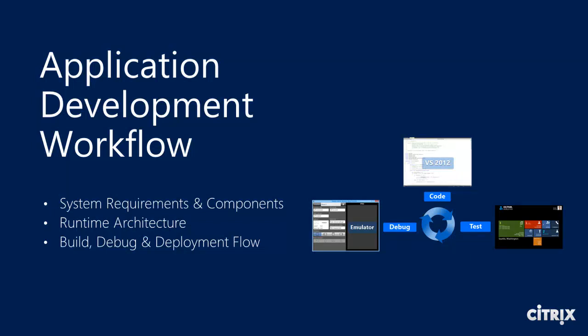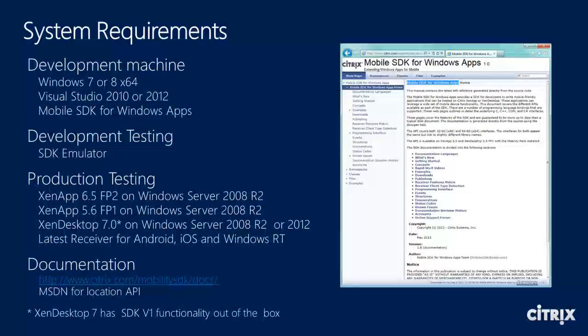So what I want to do now is talk a little bit about the application development workflow, a little bit about the system requirements, both on the development machine, but also the production machine where this would be. I'll talk a little bit about the runtime environment, and then the sort of workflow around build, debug, and deployment. So the system requirements are pretty straightforward here.